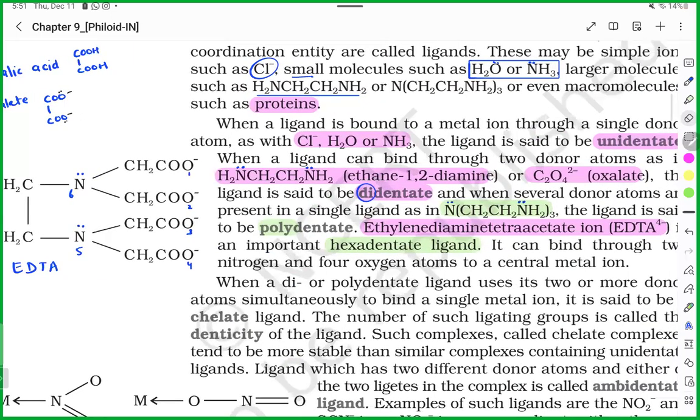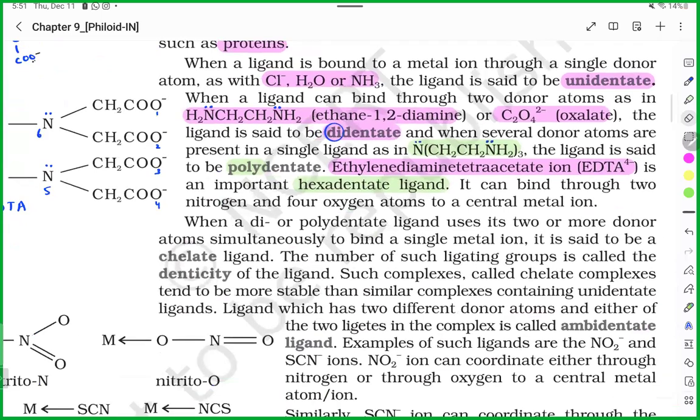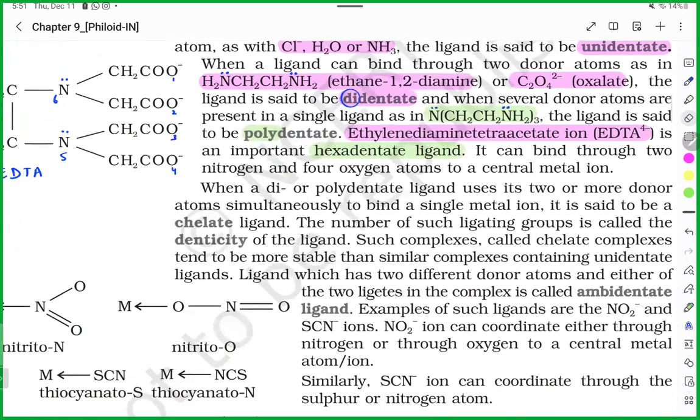Next part is extremely important. Whenever you have a didentate ligand or polydentate ligand, it should have a minimum of two, or more, donor sites. They can simultaneously bind to the single metal. That is known as a chelating ligand. They will form a chelating complex. These complexes are more stable compared to the other compounds.